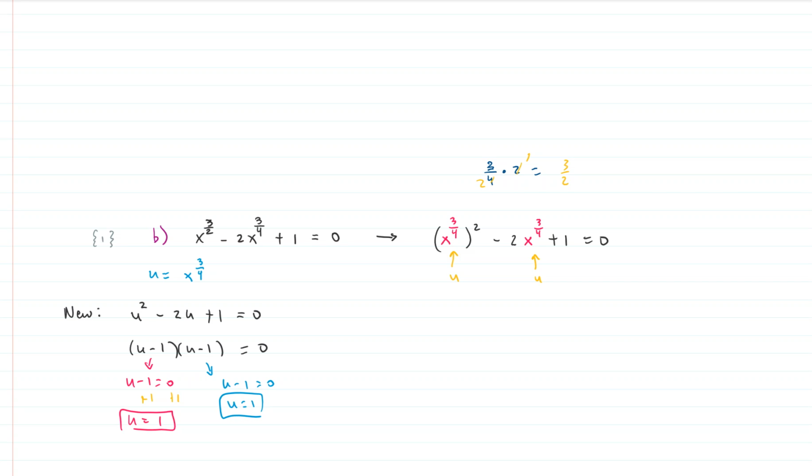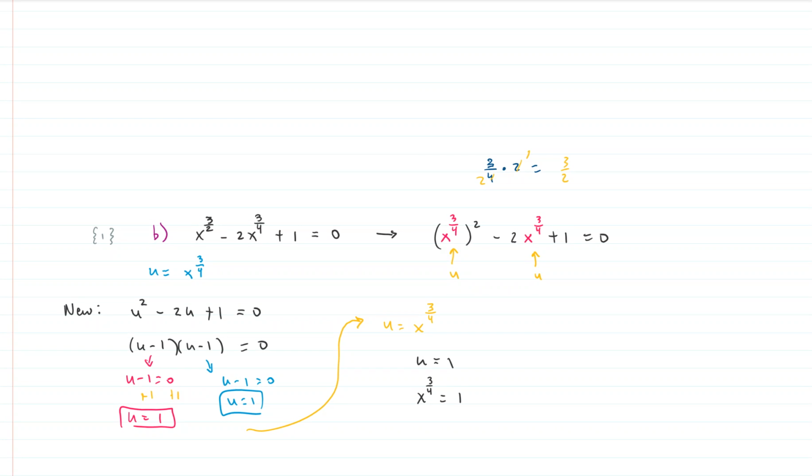So we need to go back into x land because we know that u equals x to the 3/4. So we've got to go back and fix this. We have our answer u equals 1. That really means x to the 3/4 equals 1.